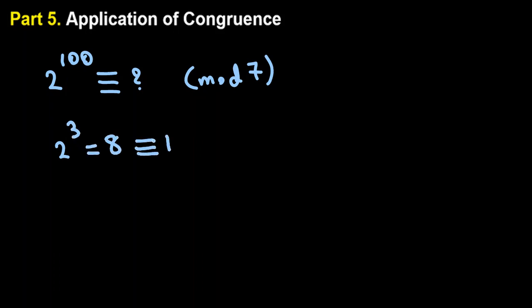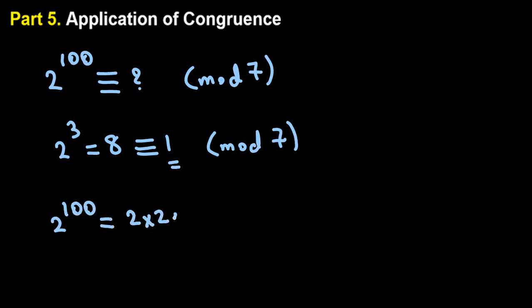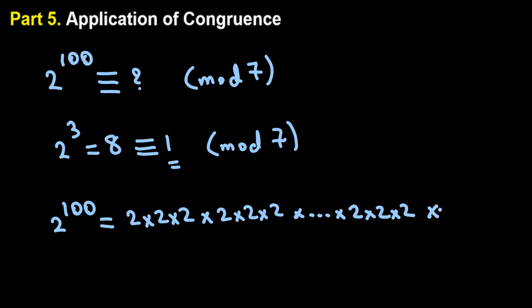8 is what? 8 is congruent to 1 mod 7. So if you multiply any three 2's, it will be 1. So you say, okay, 2 to the power of 100: 2, 2, 2, the next part 2, 2, 2, and you go until the last part, 2, 2, 2, the 99th, and one 2 is left.